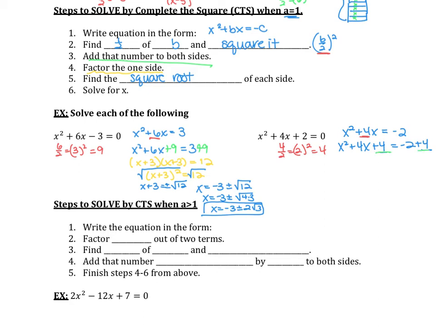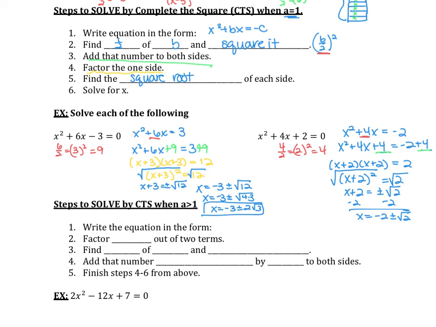Maybe I'll put them in green. And then I'm going to factor one side, just the one side. And if I factor x squared plus 4x plus 4, I'm going to get x plus 2 times x plus 2, which is x plus 2 squared. And that equals 2. And then when I take the square root of both sides, remember when you take the square root, your answer is plus or minus. So we get plus or minus square root of 2. And then I subtract 2 from both sides. And we get x equals negative 2 plus or minus the square root of 2.